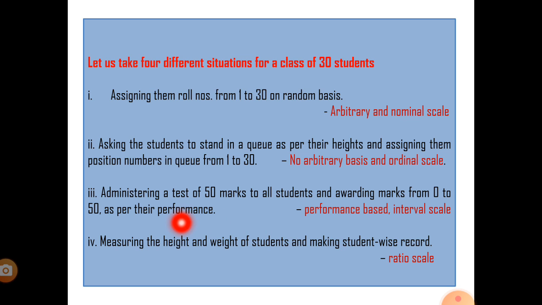Next, measuring the height and weight of the students and making a student record. The teacher maintains the record with the help of the height and weight variables of the students and makes the teacher's registers for the student record. It is called the ratio scale. These are the main scales for the measurement of data for particular students or anything. We can take any examples. These are the measurements: nominal, ordinal, interval scale, ratio scale.